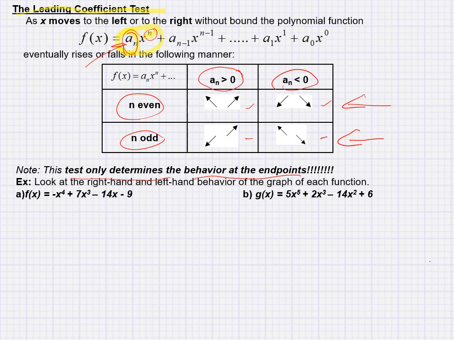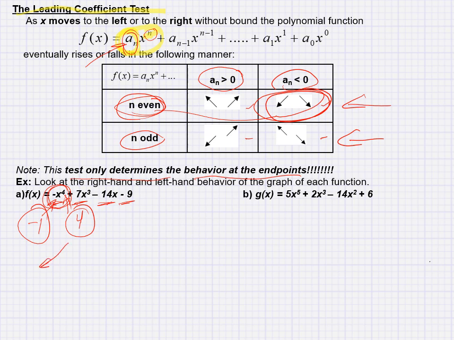So for this one, we have negative x to the 4th plus 7x cubed minus 14x minus 9. The highest power is the x to the 4th, so that's my leading term. The leading coefficient is negative 1, and the degree is 4. So my degree is even, that's here. My leading coefficient is negative, less than 0, it's here. That matches me up with this box right here. Now, what's happening here? Both ends are pointing down.